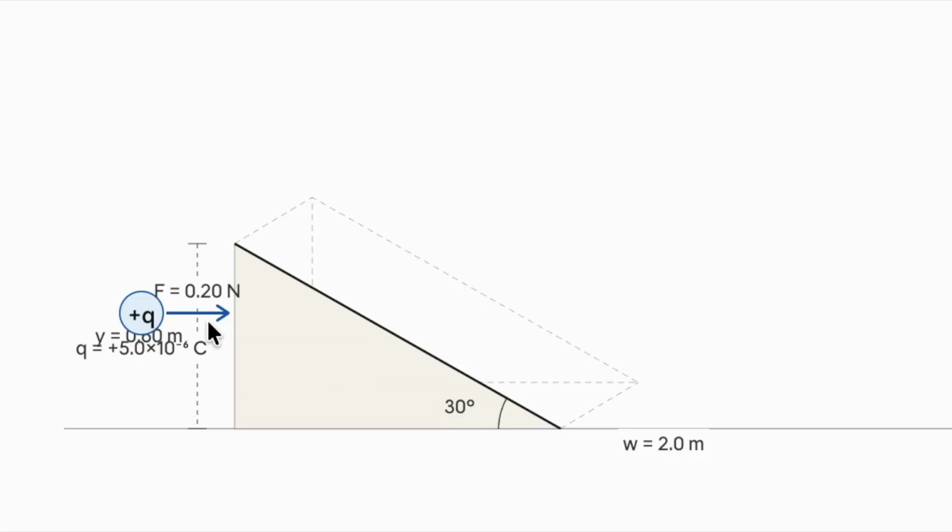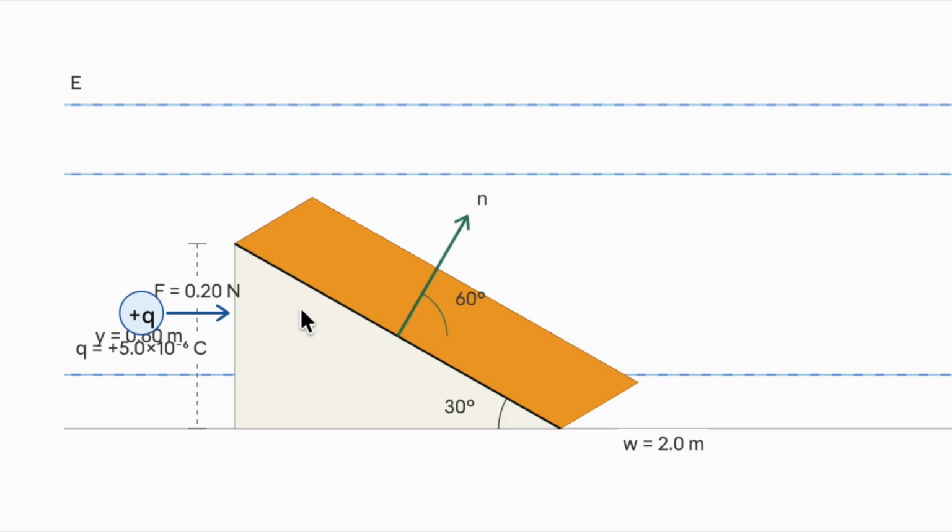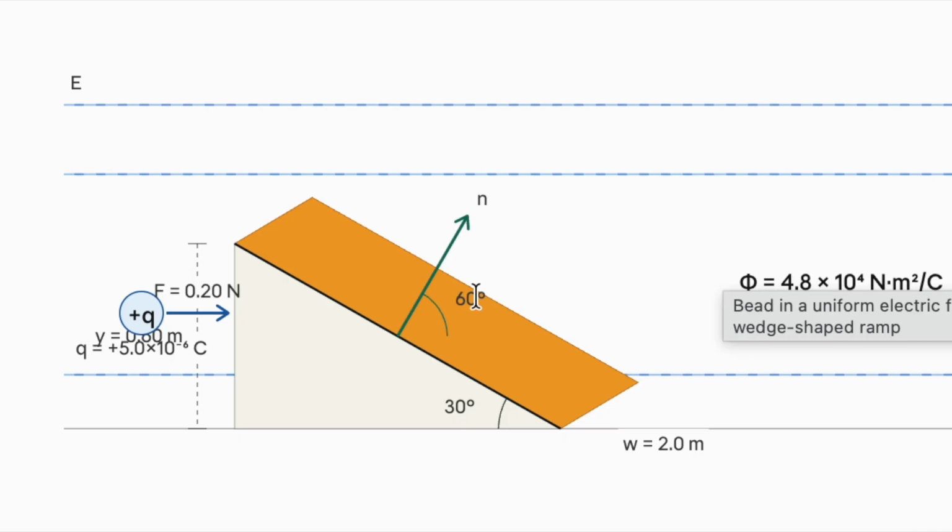So here we have a setup with our charge at 5 times 10 to the negative 6 coulombs, and applied force of 0.20 newtons, and our rectangular prism here. And let's just click next to see the electric field lines, the surface, the area vector at 60 degrees, and we can see that the electric flux passing through the surface here is going to be 4.8 times 10 to the 4 newton meters squared per coulomb, which is 48,000 as we predicted.